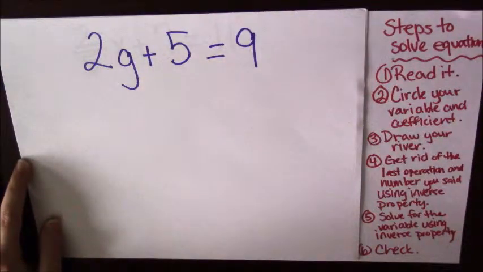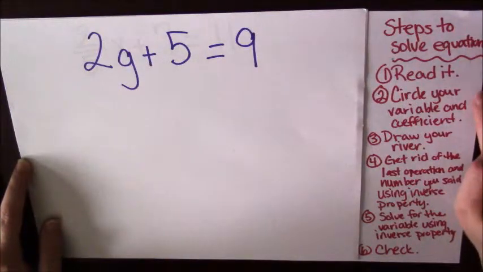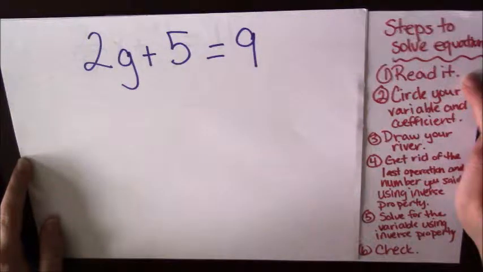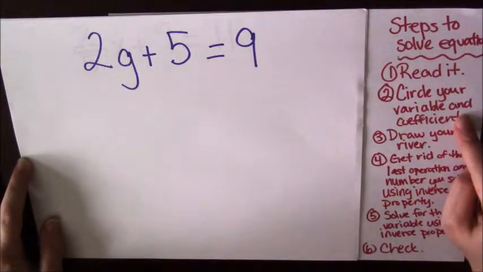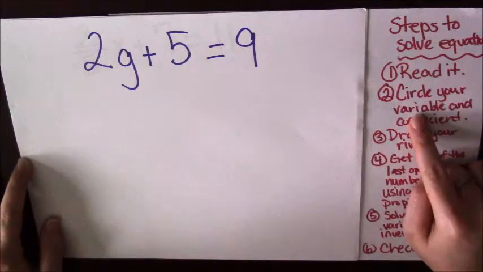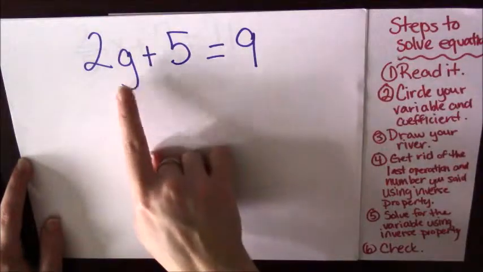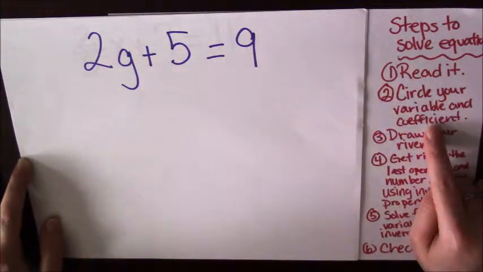So let's go over the steps real quick. It says steps to solve an equation. The first thing you're going to do is always read the equation. Then you're going to circle your variable and coefficient. Remember, your variable is whatever you're trying to find. In this case, it would be g. And your coefficient is always the number that comes before the variable. It's kind of like the number that guards the variable.